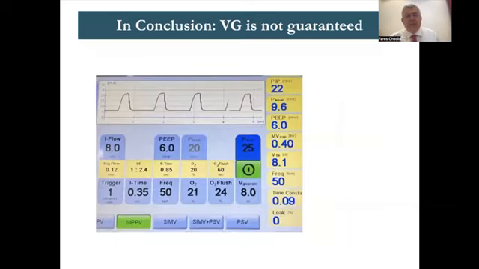So, in conclusion, volume guarantee is not guaranteed. And you can find that in some ventilators like the SLE, and also in Mackay, they don't call it volume guarantee. They call it volume targeted ventilation because it's never been guaranteed.